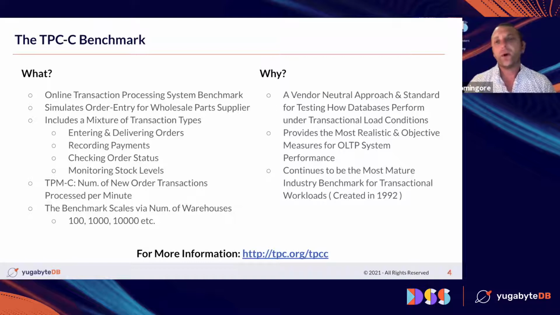It's by number of warehouses because this is a wholesale parts supplier scenario. If you think about what that business model looks like, you would scale that business operationally by number of warehouses. And that's how you scale the benchmark likewise. You can start small with 10 or 100 and go all the way up to thousands. And in fact, there's great work by our team here, and you're going to hear more about this in just a little bit. They've even cranked out 100,000 in terms of the number of warehouses that Yugabyte has successfully processed.